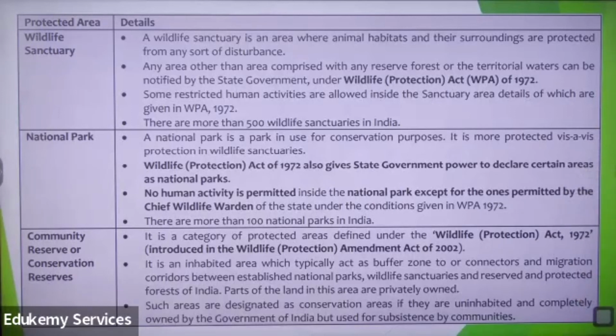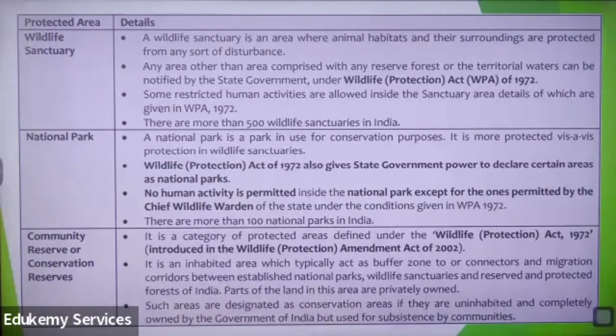In the wildlife sanctuary, is human activity or human interaction allowed? Are the human activities allowed? All right. These are allowed in the sanctuaries which are given in the Wildlife Protection Act of 1972. I can declare any area as wildlife sanctuary under the Wildlife Protection Act 1972. Can the state government declare any area as wildlife sanctuary? Yes, the state can declare wildlife sanctuary.